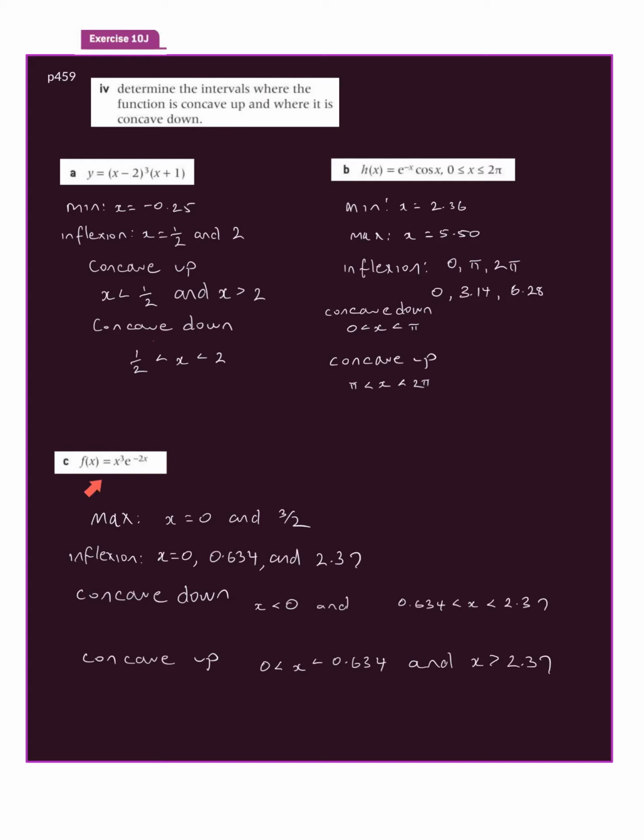And the third one, again, this is hard to see on the calculator. It's very close, hugging the x-axis. But we've got maximums and inflection points from the previous parts. And you can see then it's concave down where x is less than 0 and where x is greater than 0.634 and less than 2.37. And it's concave up where x is greater than 0 and less than 0.634, and x is greater than 2.37.